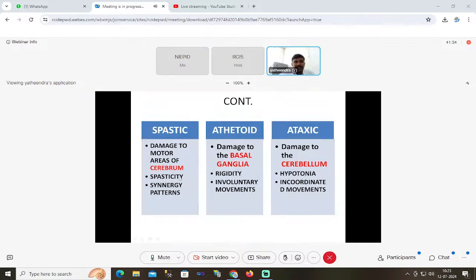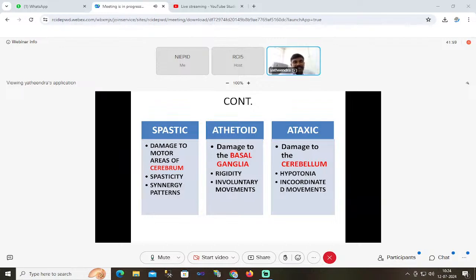So we can see the sign and symptom is spasticity. I'll explain what spasticity is, and we'll see the synergy patterns. Synergy patterns are a particular category of movements of all the joints, so they will go in one movement pattern. Okay, we have flexor synergy and extensor synergy. When I mention flexor synergy, all the limbs will be in a bent position. When I mention extensor synergy, all the limbs will be in an extended position. In a simple understanding for you.